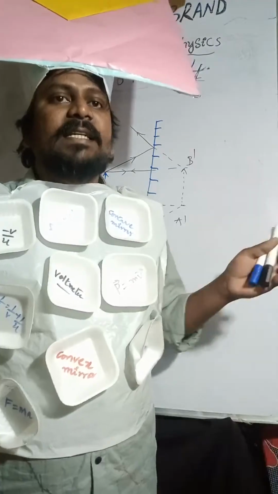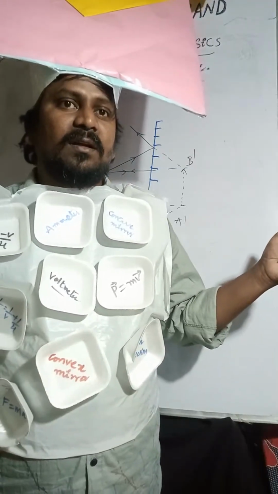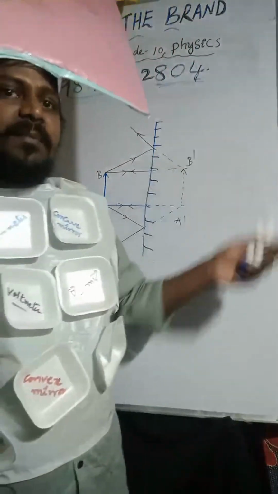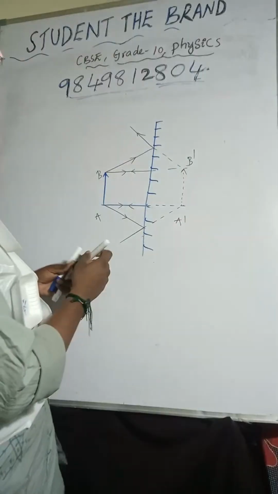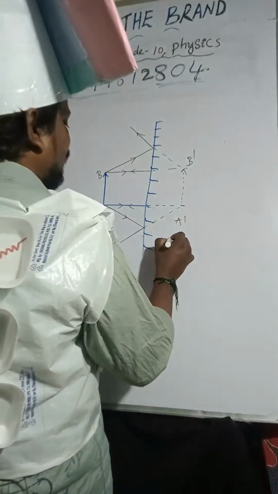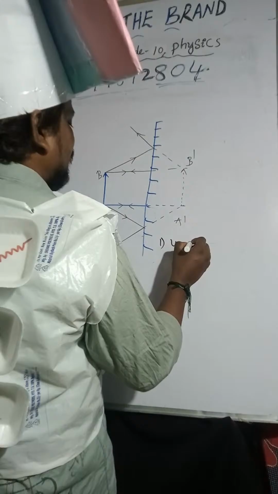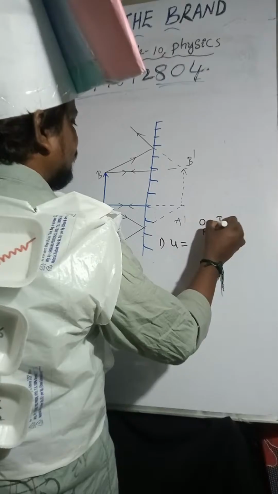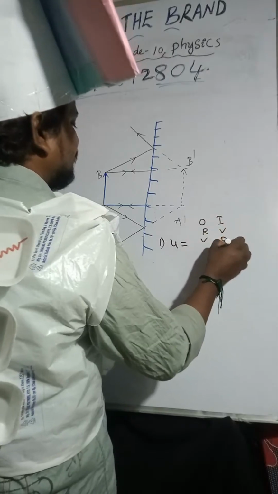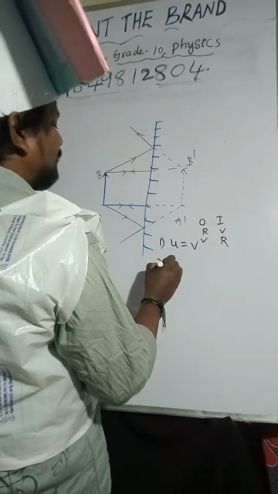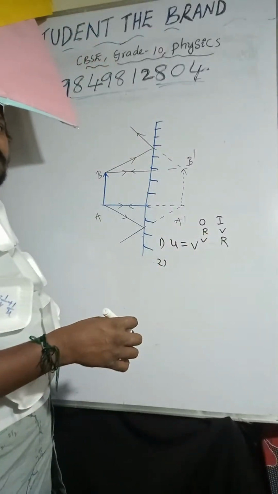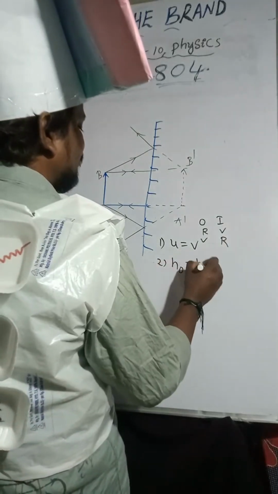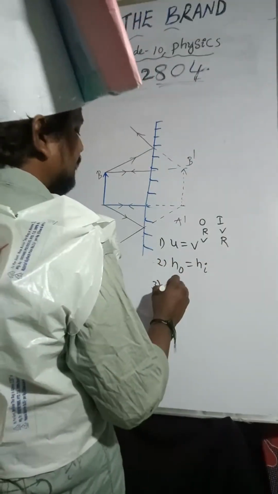Now, the object is real, the image is virtual. The object is virtual, the image is real. So here you can note the first point: the object is real, the image is virtual. At the same time, the object distance is equal to the image distance, and the height of the object is equal to the height of the image. And also it shows lateral inversion.